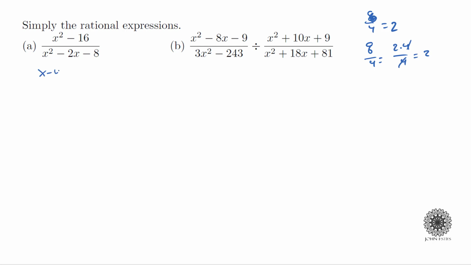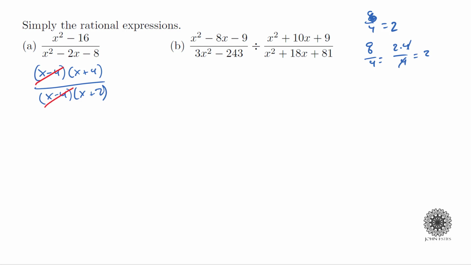That's the difference of squares in the numerator. That's x minus 4 times x plus 4. And in the denominator, I'm looking for two things to multiply to give me negative 8 and add to give me negative 2. So that's going to be x minus 4 and x plus 2. Now that I have a factor of x minus 4 in the numerator and the denominator, I'm allowed to cancel those out.